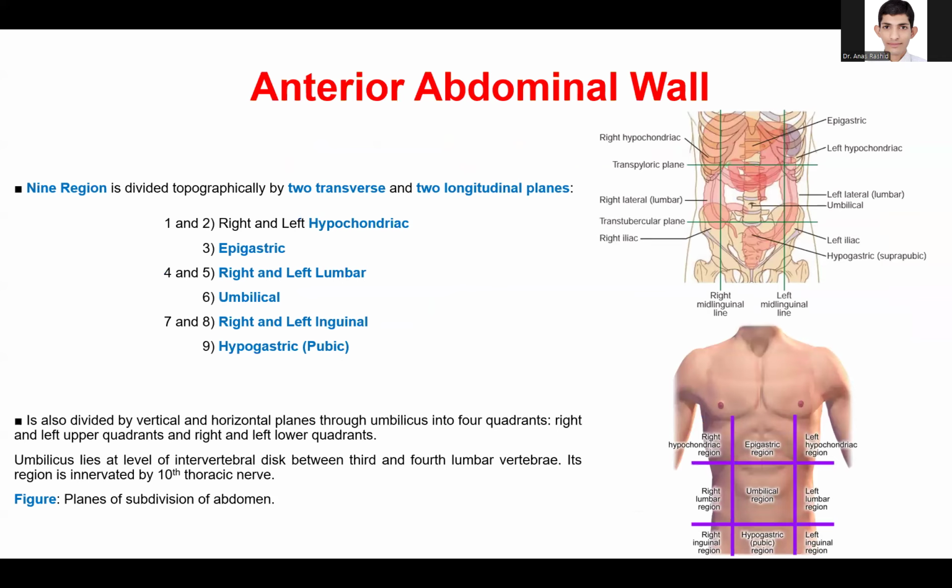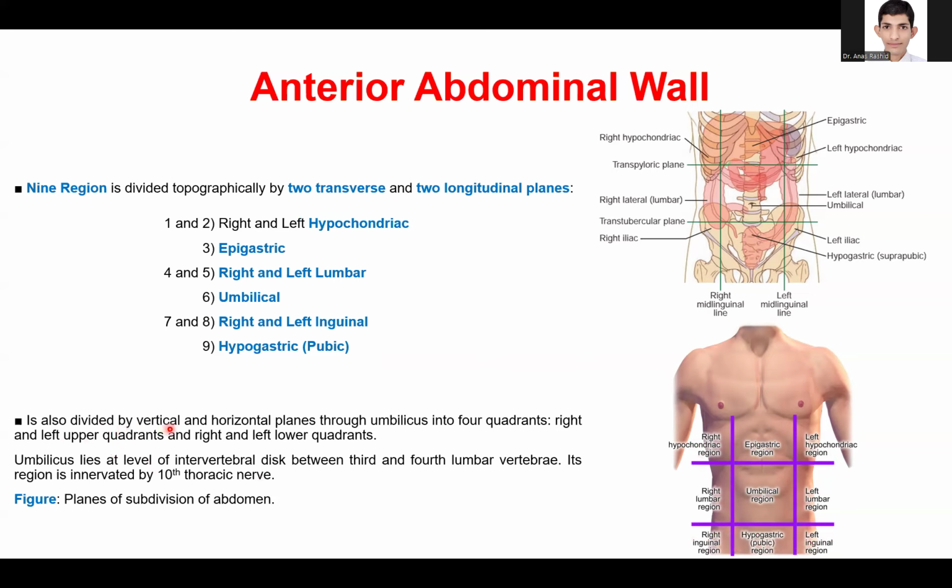Anterior abdominal wall. Nine regions are divided topographically by two transverse and two longitudinal planes: right and left hypochondriac, epigastric, right and left lumbar, umbilical, right and left inguinal, and hypogastric or pubic, which can be seen in the figure. Here we can see the epigastric region, the right and left hypochondriac regions, umbilical region, right lumbar region, left lumbar region, right inguinal region, hypogastric region or pubic region, and left inguinal region.